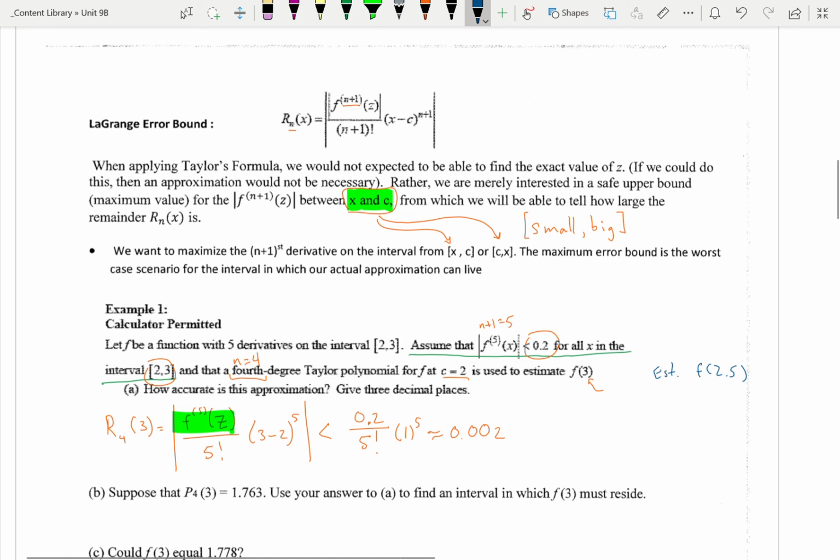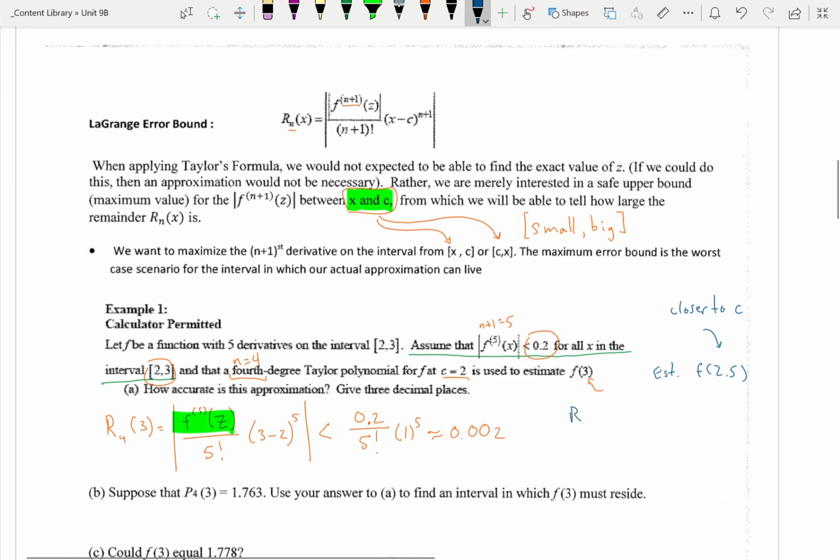Now, if you remember how these things work, remember that Taylor polynomials approximate a function very well close to the center of convergence, right? That c value. So since 2.5 is closer to c, we expect that f of 2.5 is going to be closer to its Taylor polynomial approximation than f of 3 is to its Taylor polynomial approximation. So that means that our errors should be smaller. So let's see what happens.